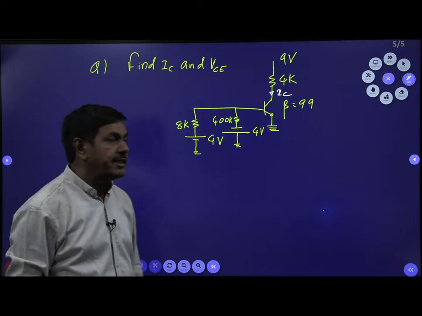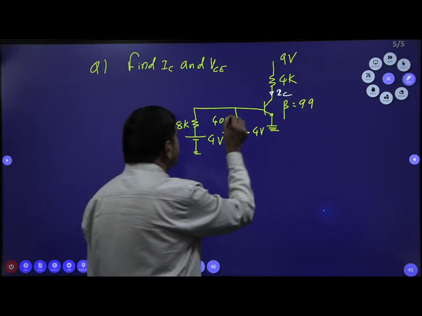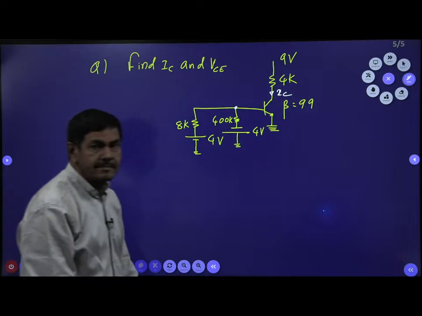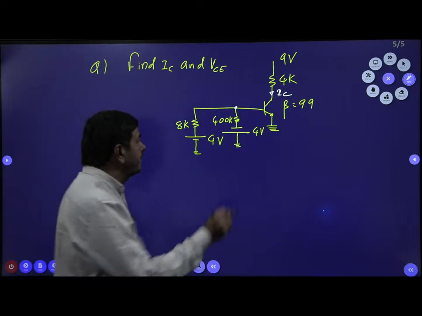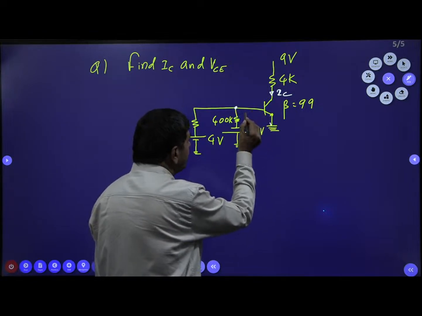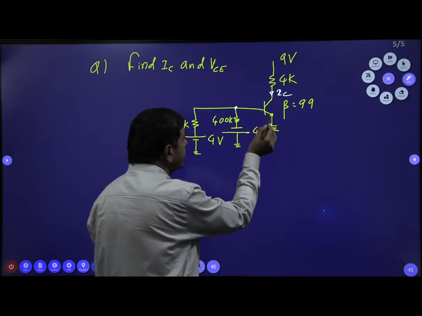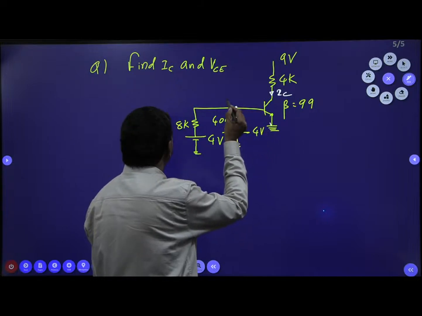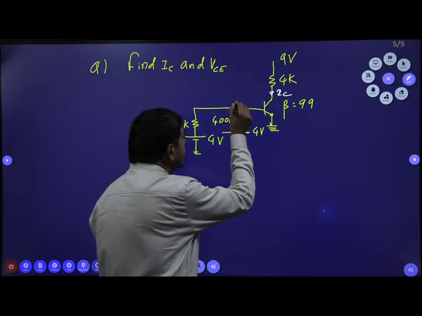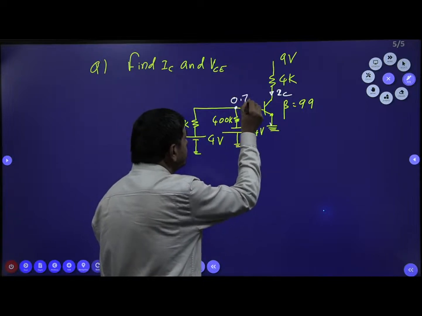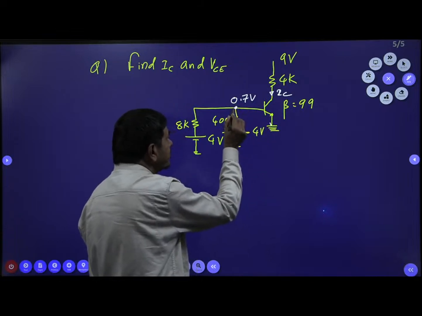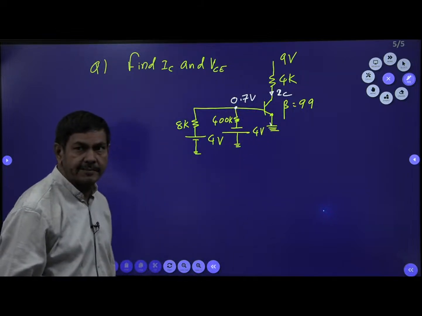Here I wish to take this node voltage that I selected here now. When I apply KVL, this voltage is equal to the drop across the base to emitter of the transistor, which is 0.7, no doubt. If it is not given, you can take the same 0.7 here. Because VB equals 0.7, I am getting this node voltage as 0.7 volts only.